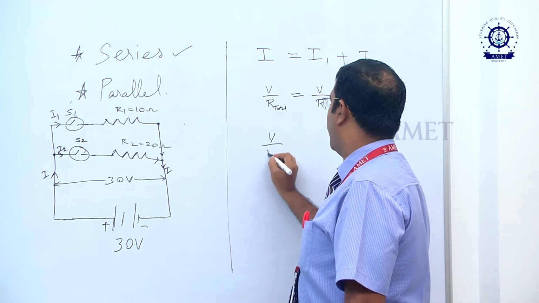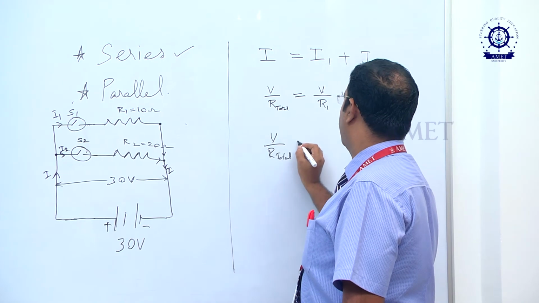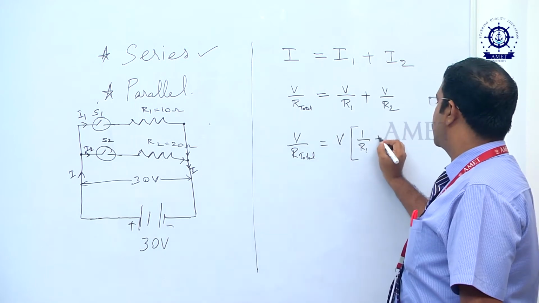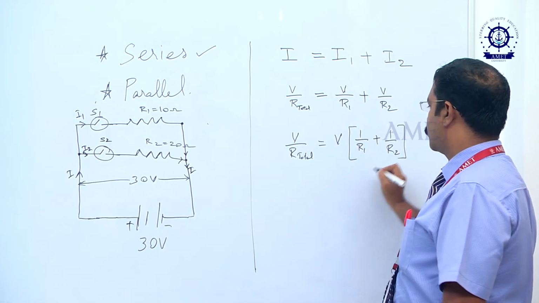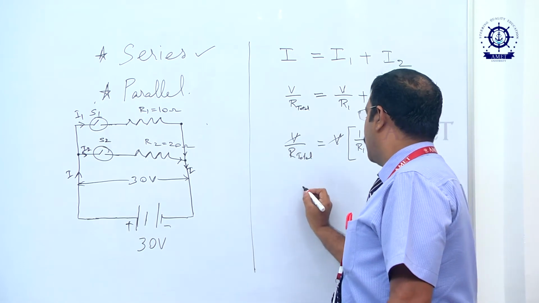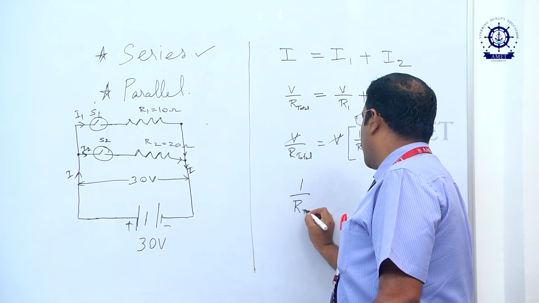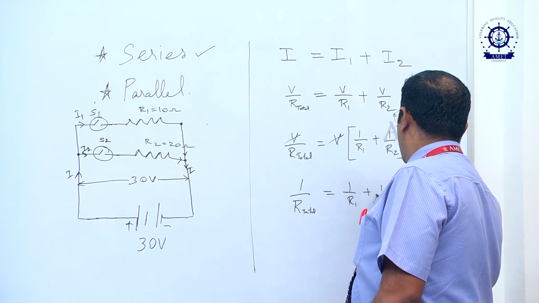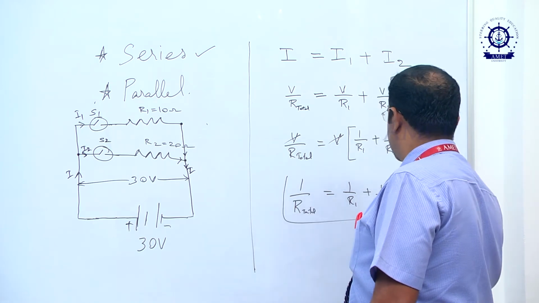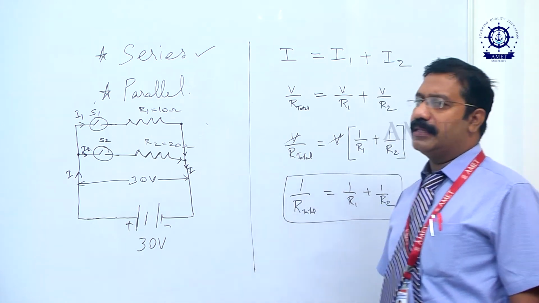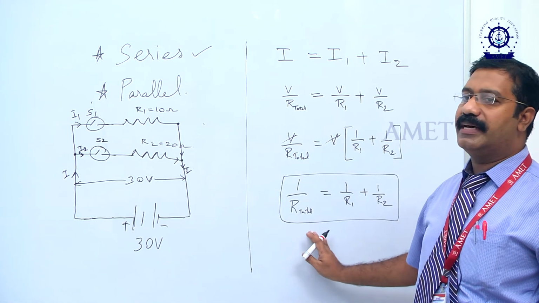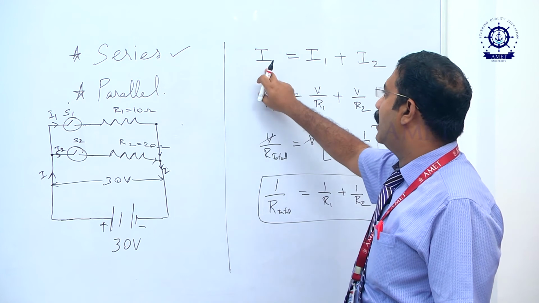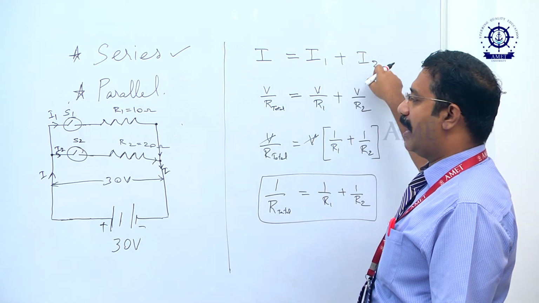We can simplify: V by R total, or R equivalent, will be equal to, taking V as common, 1 by R1 plus 1 by R2. Therefore V gets cancelled. 1 by R total, or R equivalent, will be equal to 1 by R1 plus 1 by R2. This is the formula for finding the equivalent resistance, and we know that current is not the same; current I is equal to I1 plus I2.